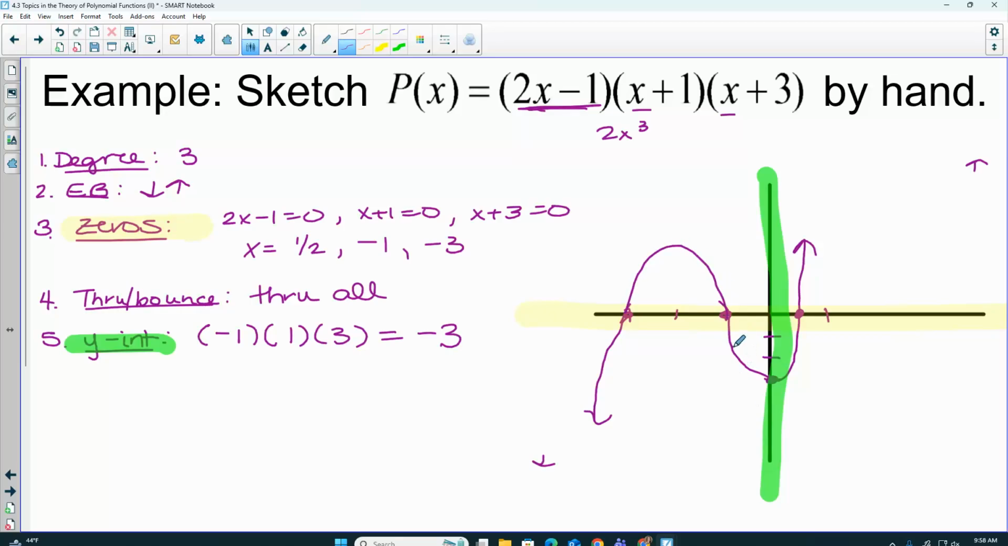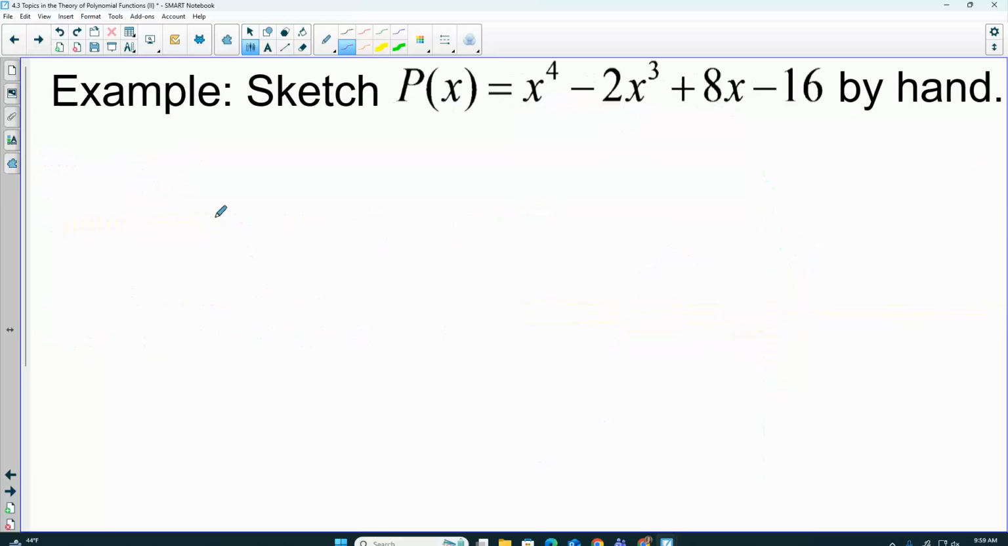Or this could have gone down and then swooped back up. I don't know all the ins and outs. We could get more points if we needed that information. What I'm looking for on your graphs: do you have the correct x and y intercepts, correct end behavior, and is it curved? A nice curve, not a zigzag, okay? Any questions there? Okay. Let's keep practicing.